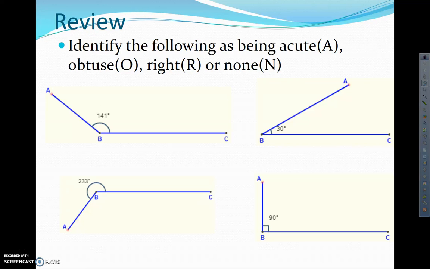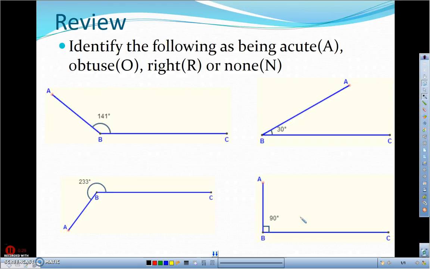Identify the following as being acute, obtuse, right angled, or none. In this case, we're going to take a look at the definitions. If you remember correctly, an acute angle is something which is less than 90 degrees and greater than 0. So this would be your acute angle. This one here is a right angle, which is 90 degrees. An obtuse angle is between 90 and 180. So this is your obtuse angle. And the one that's left over, which is greater than 180 degrees, is none.